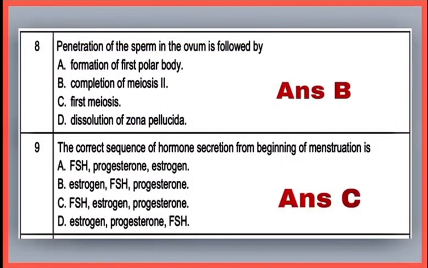Question number 8. Penetration of the sperm in the ovum is followed by option B. It is followed by completion of meiosis 2. Question number 9. The correct sequence of hormone secretion from beginning of menstruation is option C. The correct sequence is FSH, estrogen and progesterone.